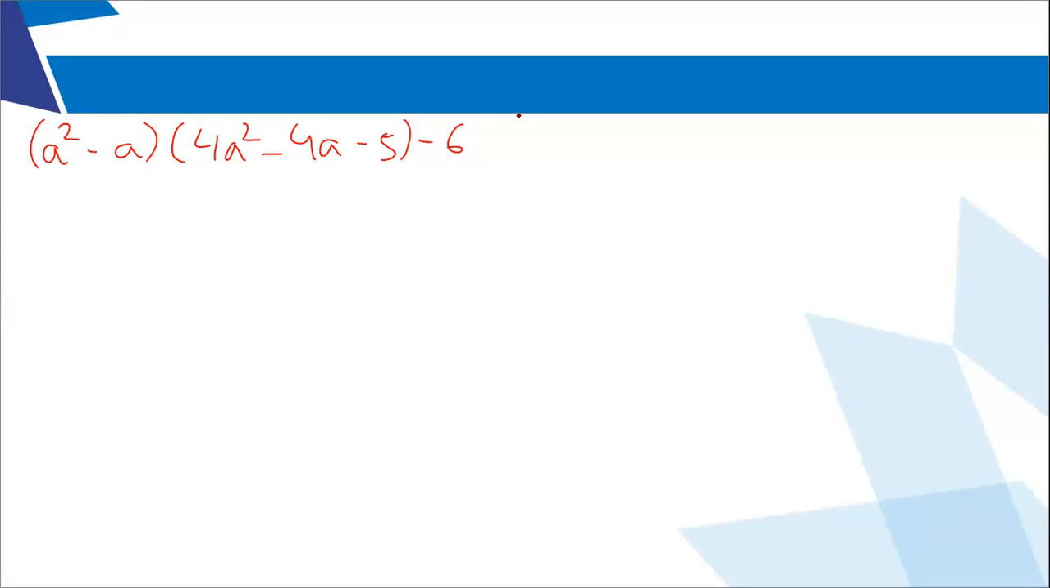Bracket a minus 1, bracket a plus 1, bracket 4a minus 5, bracket close, minus 6. No. Priyadarshini?